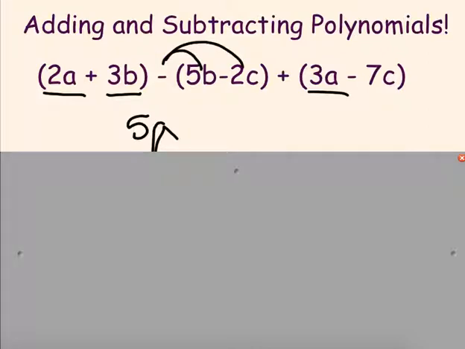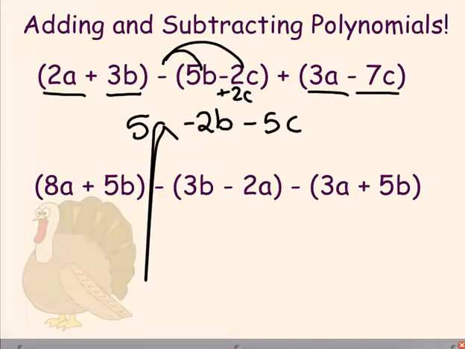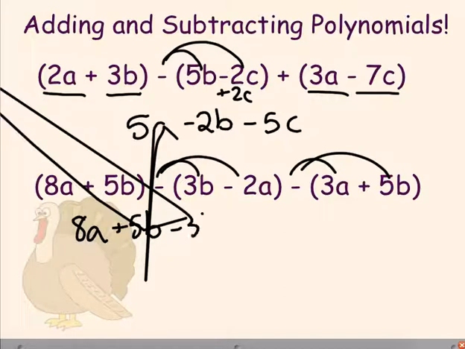Okay, so be careful. So a 3b minus 5b is a negative 2b. I have a positive 2c because I'm subtracting a negative, and I have a negative 7c, which means I have a negative 5c. So be very careful expanding so that you know what you are subtracting, what you are adding. So I'll try it again a different way this time. I'm going to expand first for all of these, and so I now have 8a plus 5b minus 3b plus 2a, double negative, minus 3a minus 5b.